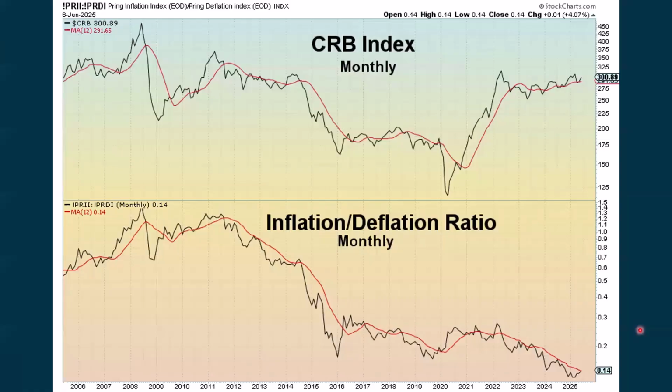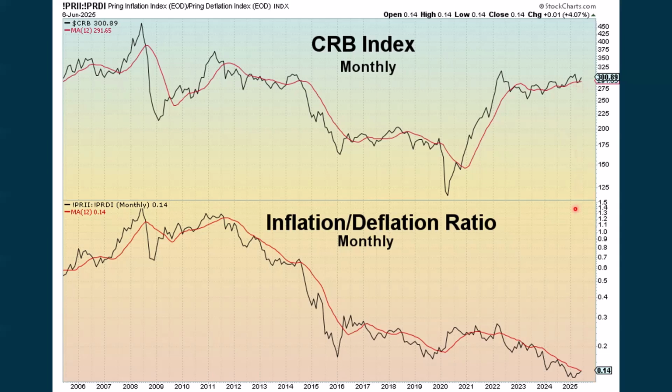Then we keep an eye on inflation. This is a monthly chart of the CRB index, which is above the moving average, and the moving average is going up. So longer term, the CRB index is positive. We want to keep an eye on that because the CRB index is commodities, and if those prices continue to go up, that might be inflationary.